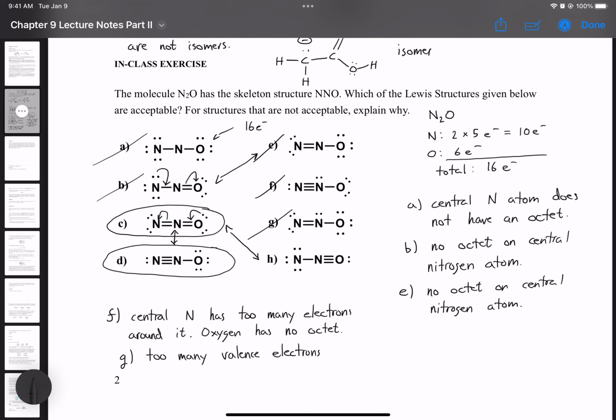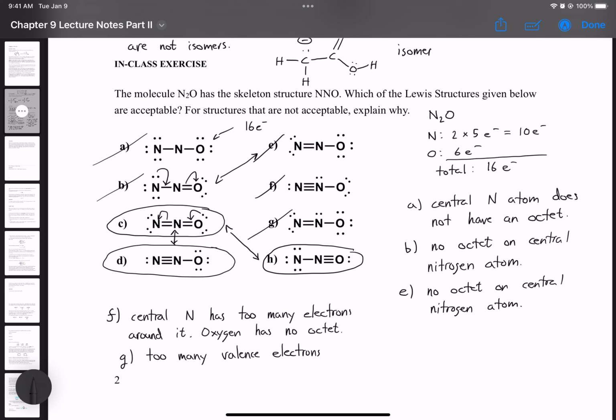So the three best structures for this molecule are actually C, D, and H. So then if we count the electrons for H, we see we have 2, 4, 6, 8, 10, 12, 14, 16 electrons. So these are the best three valid resonance structures for N2O.